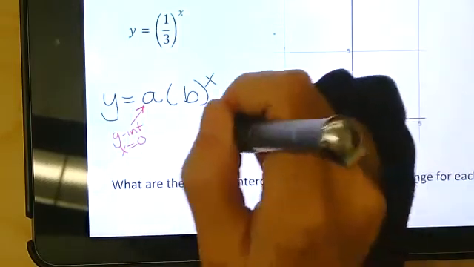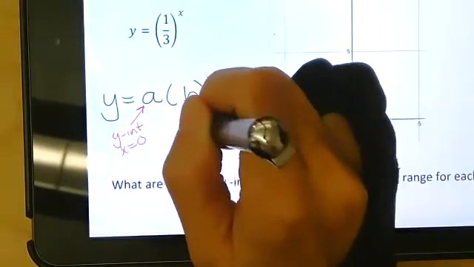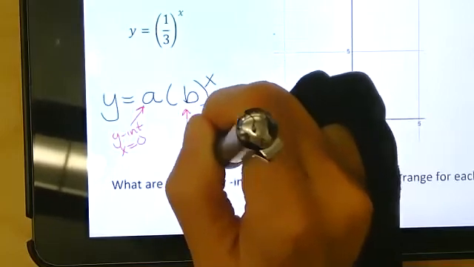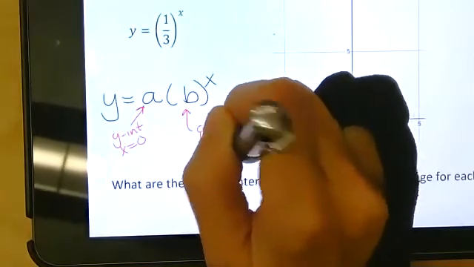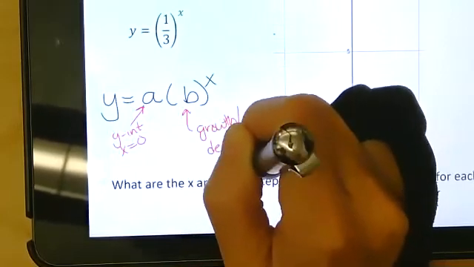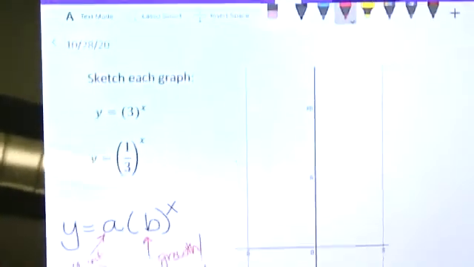And then b again is the growth factor. I'll call it the growth/decay factor, because of course, if it is less than 1, you're actually seeing decay and not growth. So those are the two values that are in our equation.